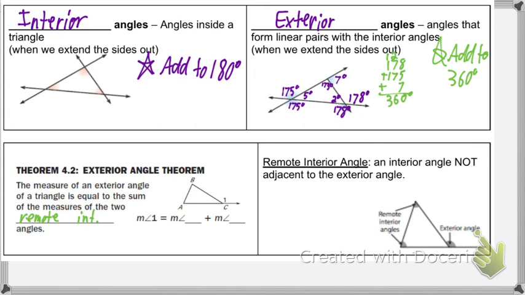Kenny, thank you. So, if these two have to add up to 180, then we could say the measure of angle C plus the measure of angle 1 have to add up to 180 degrees. And we also know that all three interior angles add up to 180. So the measure of angle A plus the measure of angle B plus the measure of angle C add up to 180 degrees.